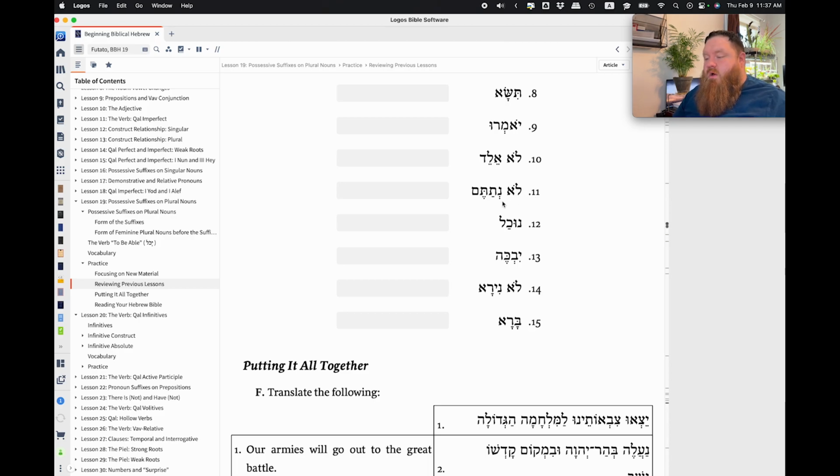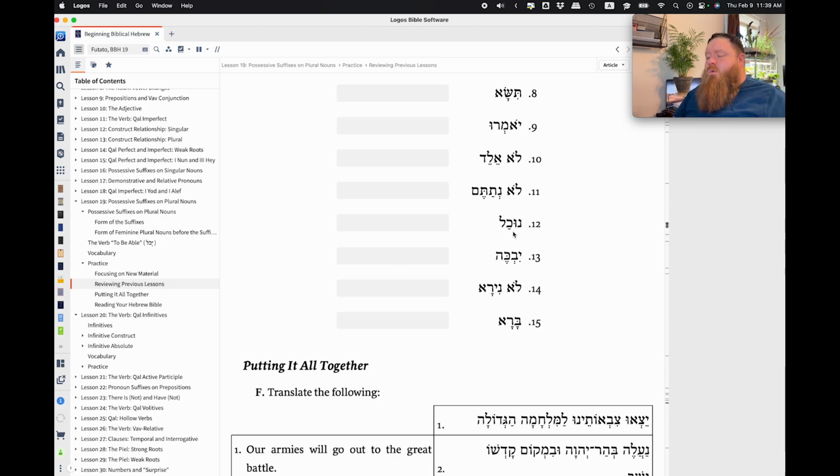Number 11, lo natatem. The accent would be on the final syllable here. If you can't tell, this is natan, but the noon has assimilated into the tem suffix. So this would be you all gave, but it's negated. You all did not give.